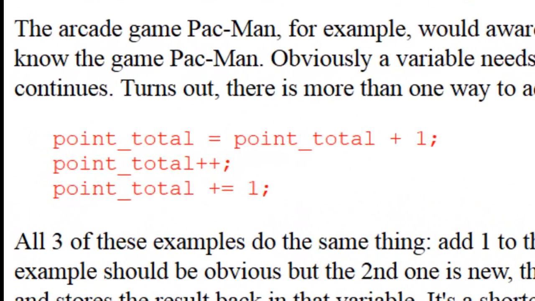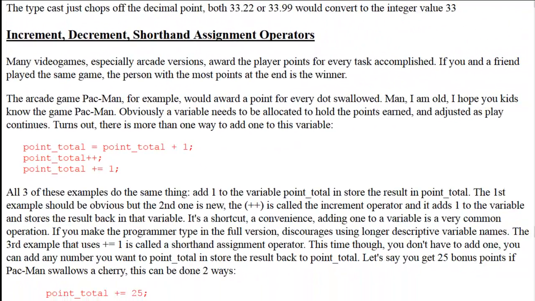If I say point total equals point total plus 1, sort of the standard way to do it, I can do point total plus plus, or I can do point total plus equals 1. All three of these examples do the same thing. Add 1 to the variable point total and store the result in the variable point total. The first example should be obvious, but the second one is new. The plus plus is called the increment operator, and it adds 1 to the variable and stores the result back in that variable. It's a shortcut, a convenience.